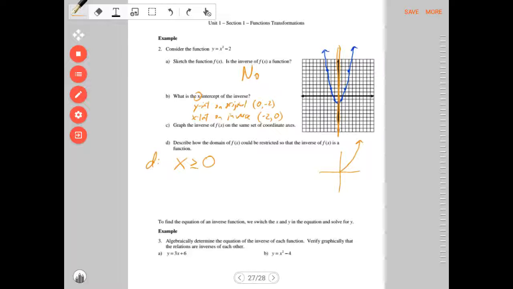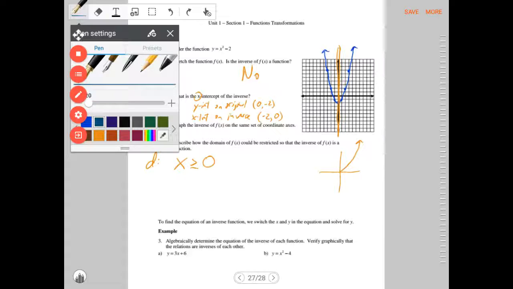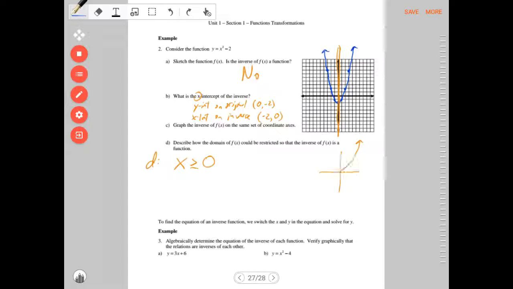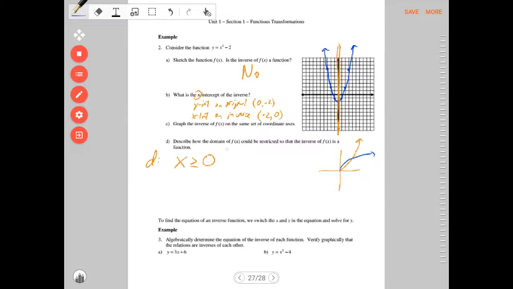So when I take the inverse of it now, it looks like this, and hey, that's now a function. So I could restrict the domain like that, so x is bigger than or equal to 0. Now, there's the other answer too, because I could have restricted it the other way. I could have just said, okay, we're going to have the negative x values.